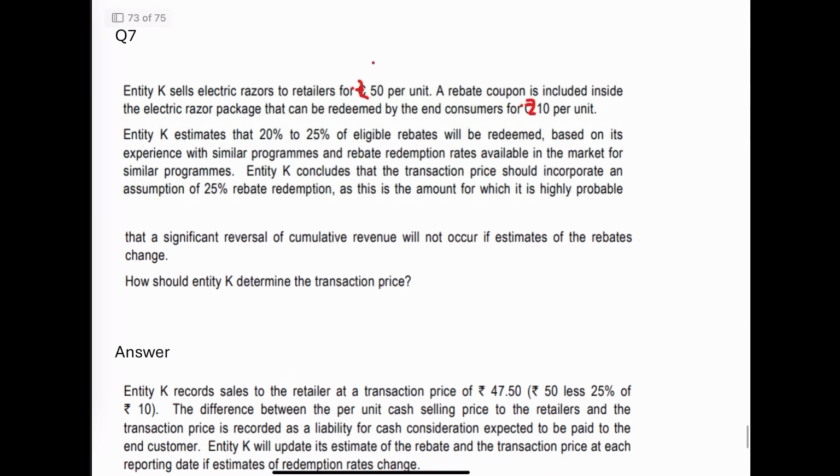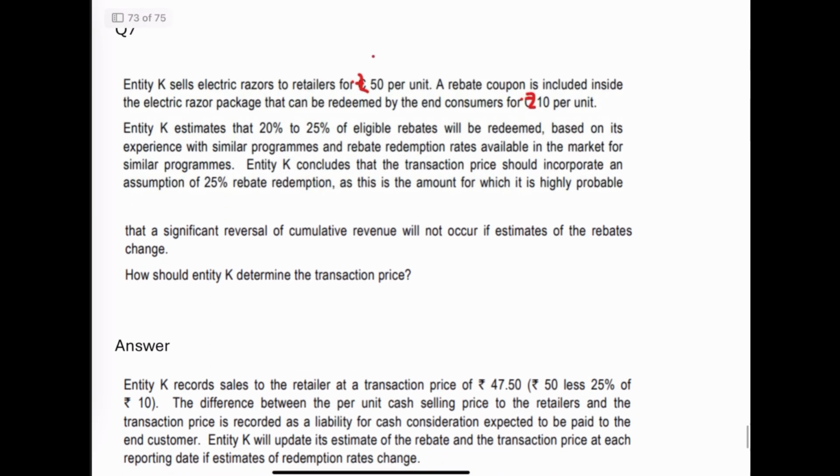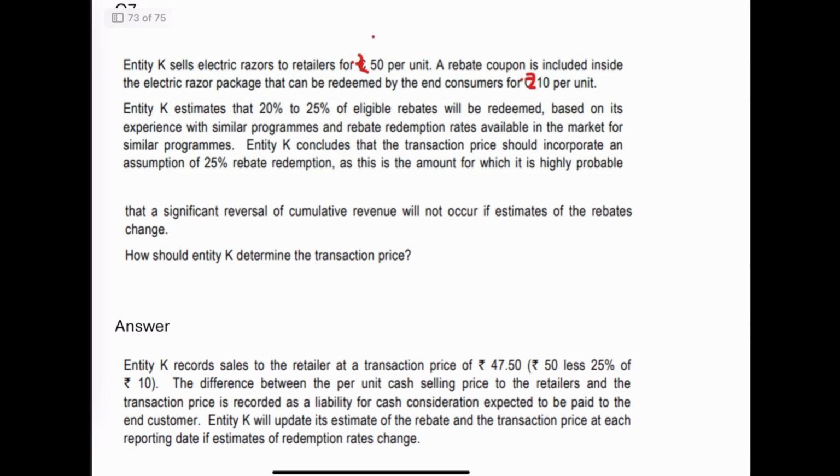Okay, so let's go through the next example. Here entity K sells electric razors to a retailer at rupees 50 per unit. A rebate coupon is included inside the electric razor package that can be redeemed by the end customer for rupees 10 per unit. So the initial price is 50, but there is a kind of discount, and the discount rate is 10 per unit.